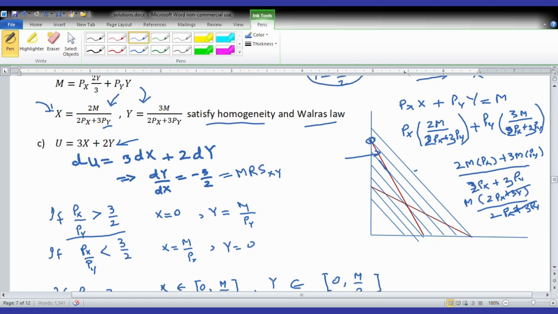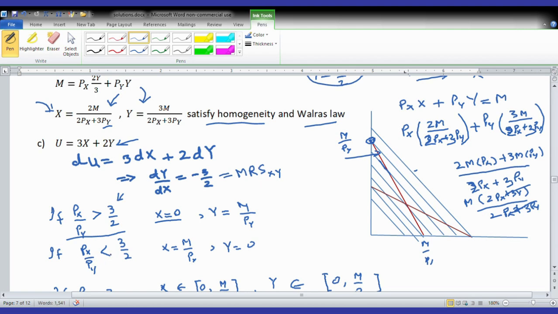So this means that whenever this is the case, you will consume only y, so x will be equal to 0. And because you are spending all of your income on consumption of good y, this intercept is the intercept of the budget constraint, m over py. Similarly, this is the intercept m over px. So see that you maximize utility only on this corner. So this is the corner solution that you will be getting, y equal to m over py. This is what happens when px over py is greater than 3 over 2.